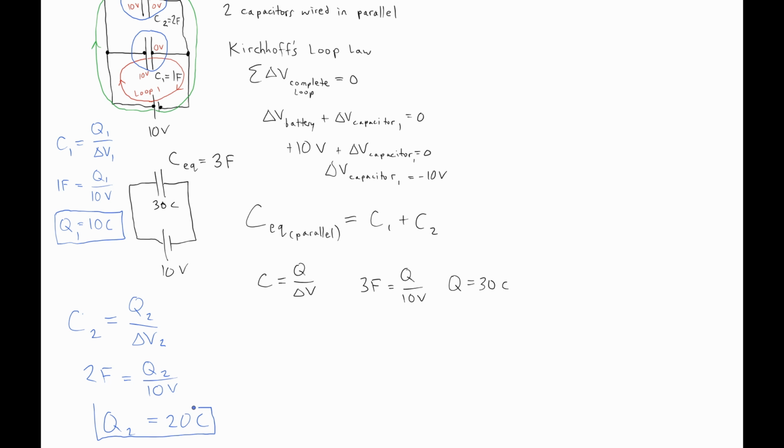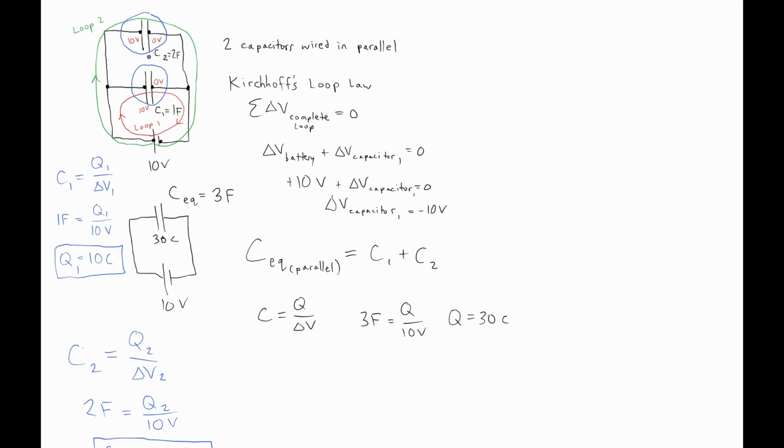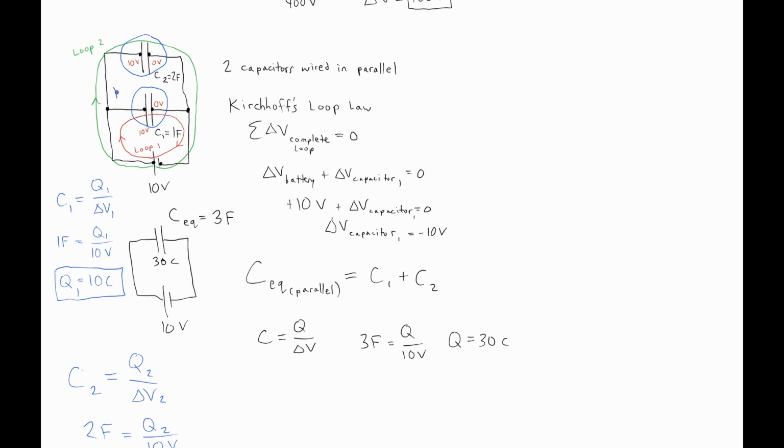So the puzzle here is complete. The first capacitor holds 10 coulombs. The upper second capacitor holds 20 coulombs. Together they hold 30 coulombs. And so that's why the CEQ equivalent capacitor has some relevance to the situation, because it shows that, yeah, together, combined, they do hold 30 coulombs. But you have to analyze them individually to see what portion of those coulombs go to which capacitor.